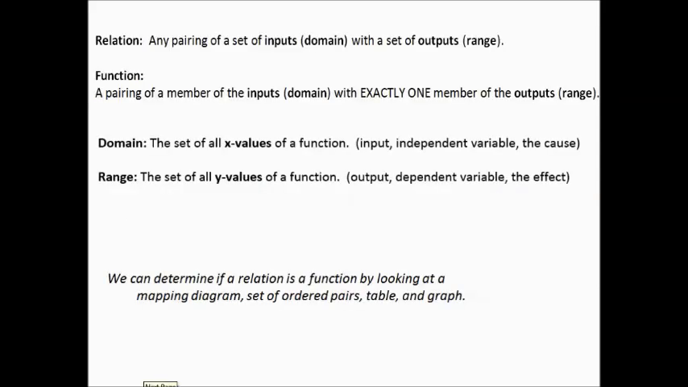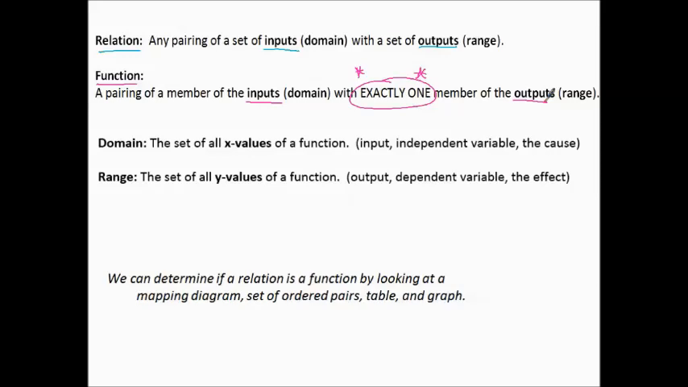Let's first talk about what a relation is. A relation is any pairing of a set of inputs with a set of outputs. A function is a pairing of a member of inputs with exactly one, and that's the key here, exactly one member of the outputs. A function is a special type of relation in which that happens.